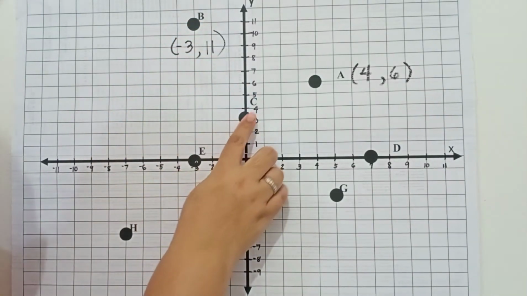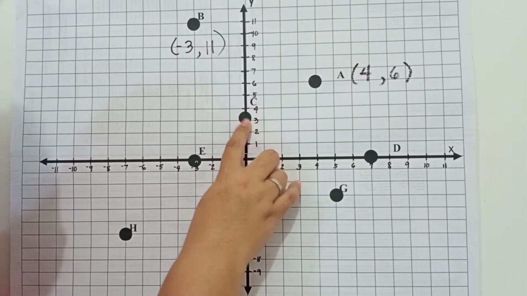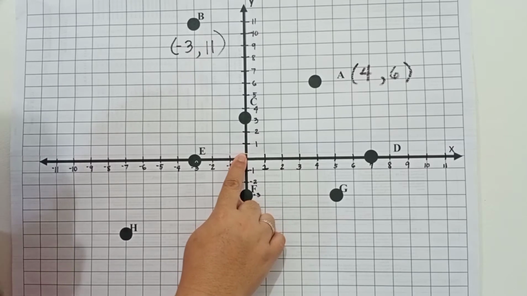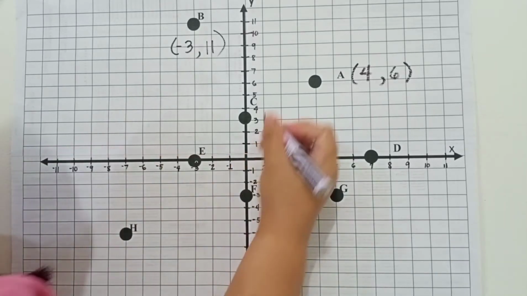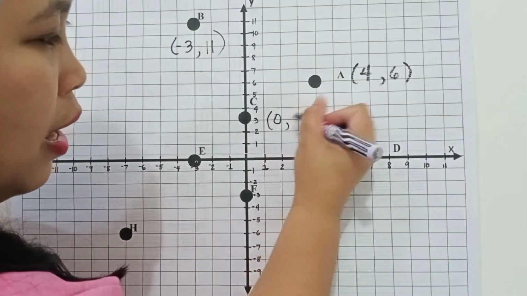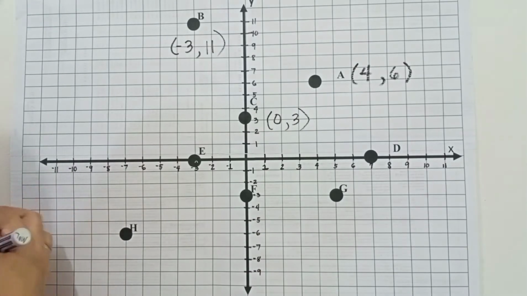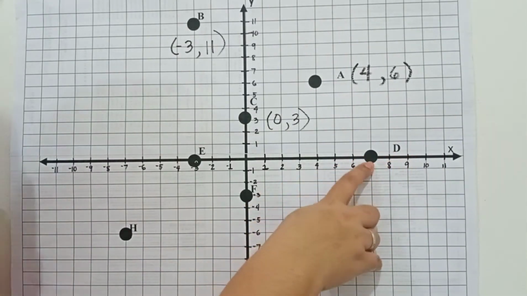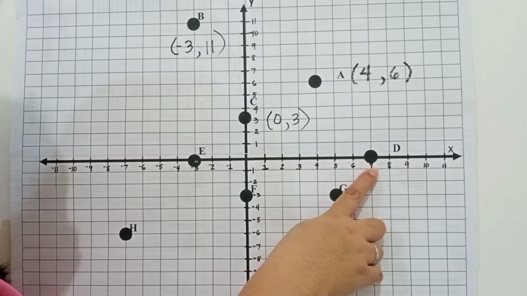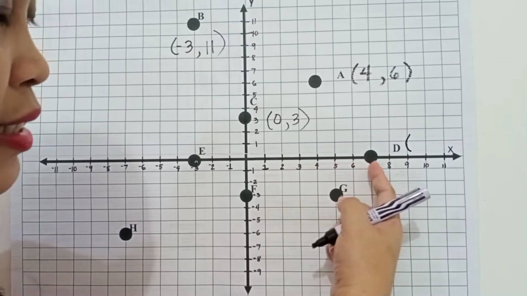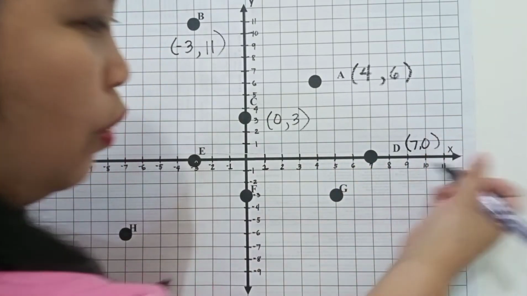And then let's proceed to point C. So this is our point C. As you notice, it is located on the upper part of our y-axis. So therefore, we have 0, positive 3. And then point D. So this is our point D. It is located on the right side of our x-axis. So therefore, our point D is 7, 0.